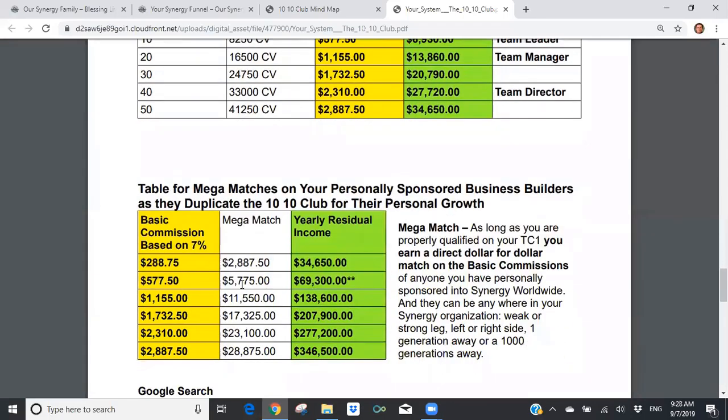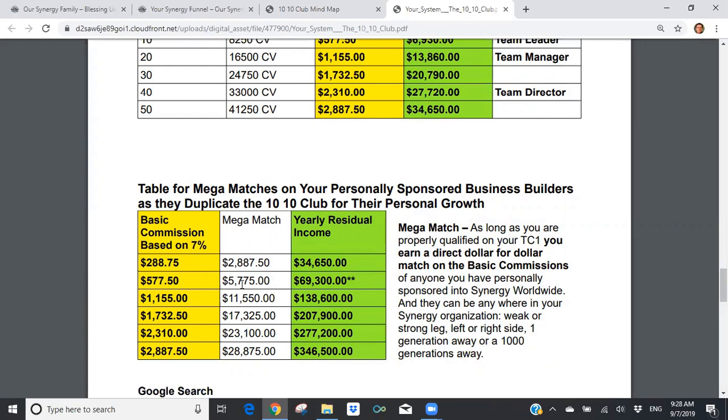So as we scroll down here, again, remember, what is a mega match? It's a direct dollar for dollar match on the basic commissions of anyone that you've personally sponsored into Synergy Worldwide. They can be on your weak leg or strong leg, left side or right side, 1 generation or 1,000 generations away from you. And the beauty of the Synergy compensation plan is there are no breakaways. So I can have people that I personally sponsored or people that they personally sponsored who can grow to rank advancements significantly higher than where I'm at in Synergy Worldwide and know that they'll never break away from my organization.